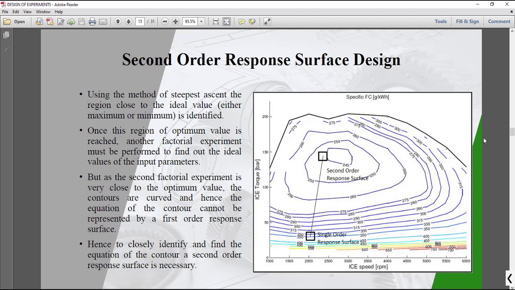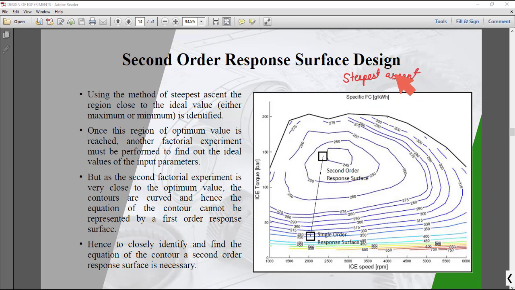So in today's lecture, we are going to see second order response surface design. Till the last lecture, we have seen how a first order response surface design is generated. Then we have seen how RSM itself is used, right? How response surface methodology is used to find the ideal values of the input factors. What is the method that is used? The method that is used is known as the method of steepest ascent, right?